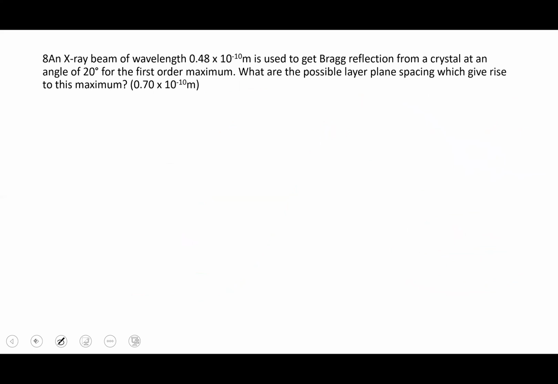Moving on to question number 8. It says an X-ray beam of wavelength 0.48 × 10^-10 meters is used to get Bragg's reflection from a crystal at an angle of 20 degrees for first order maximum. So here's the clue for us: m is equal to 1. What are the possible layer spacings which give rise to the maximum? That means we have to find the value of d.